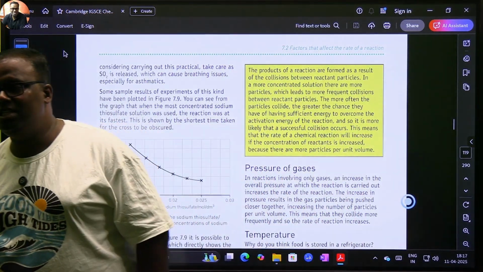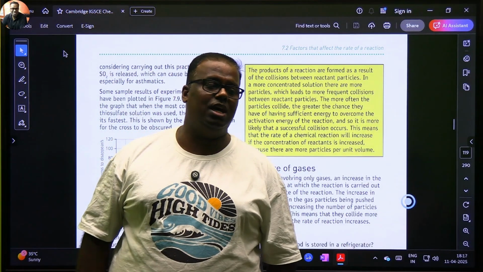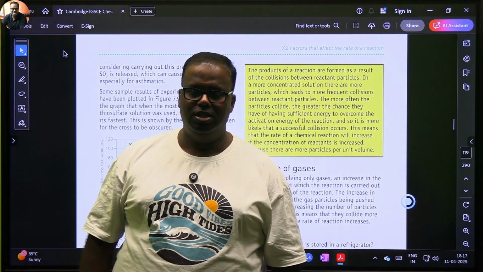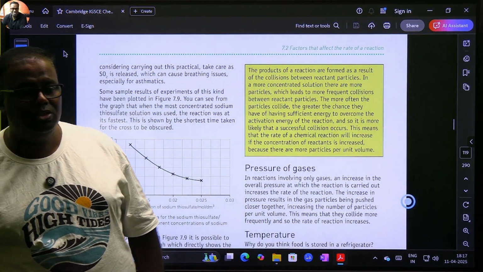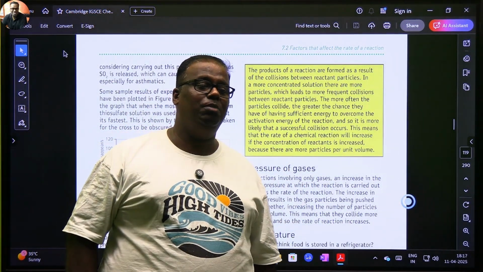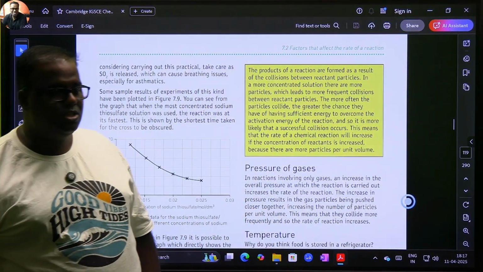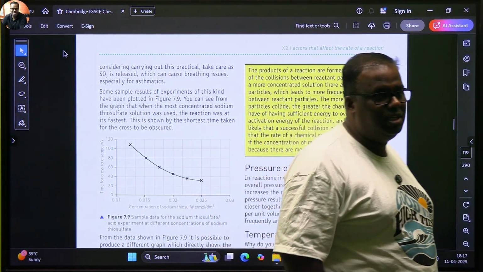Activation energy is given. Why? Because the particles are not colliding. Have you understood? If you have a sufficient number of particles, then collision will automatically happen, or the chances of collisions are much more. And if the chances of collisions are much more, the need for the activation energy comes down.